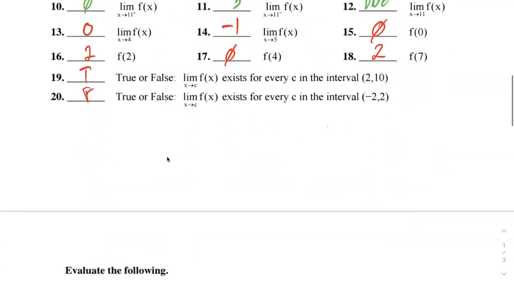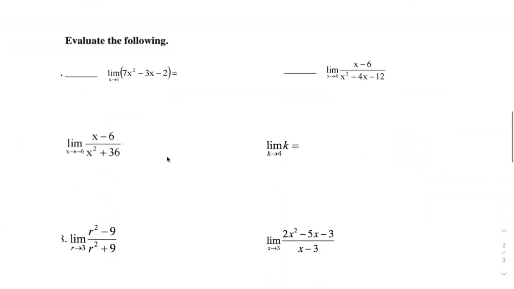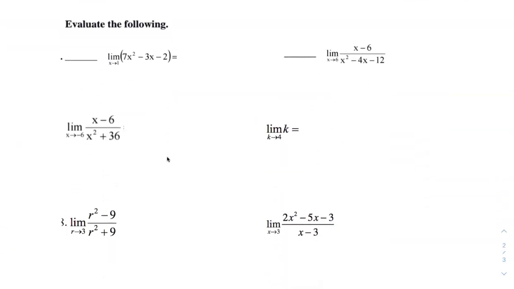Okay, let's move on. Find the limit of the following. Remember, the number one rule for limits is sub it in. If it works, you're done. That's your limit. So plug this in. I get 7 times 1 squared minus 3 times 1 minus 2. So I get 7. This goes first. 1 times 7 is 7. Minus 3 minus 2. So I just get 2. Boom. There's your limit. That's all it is. Plug it in and see if it works.